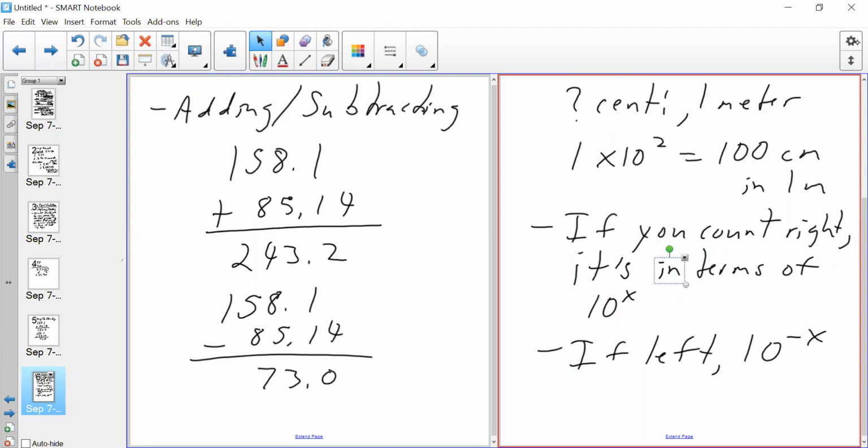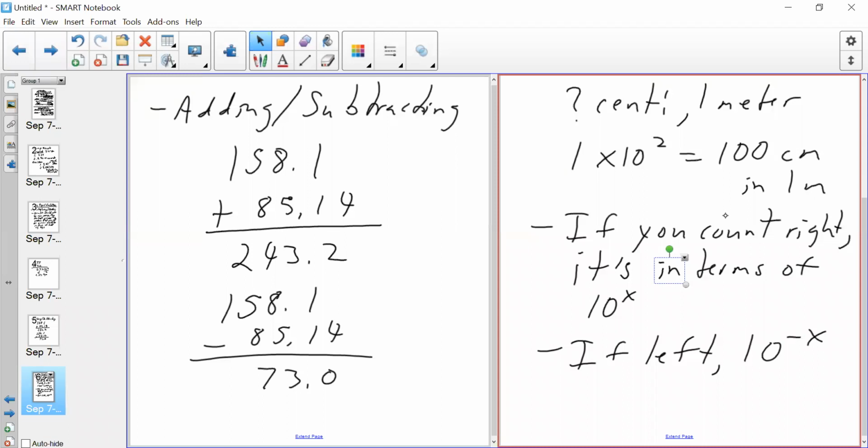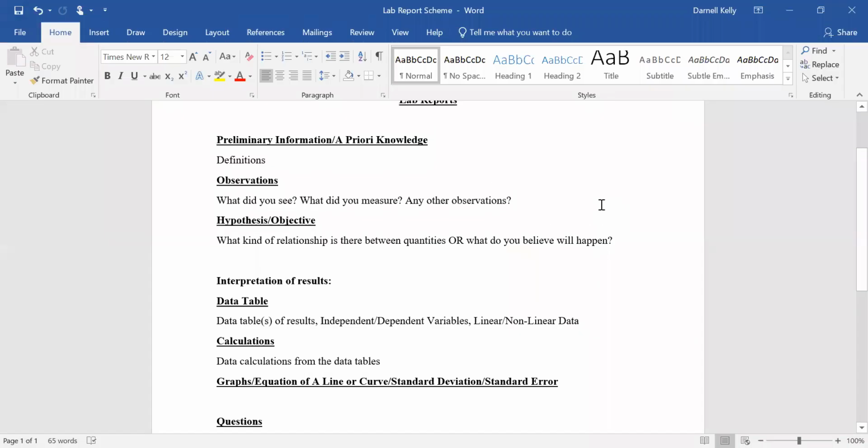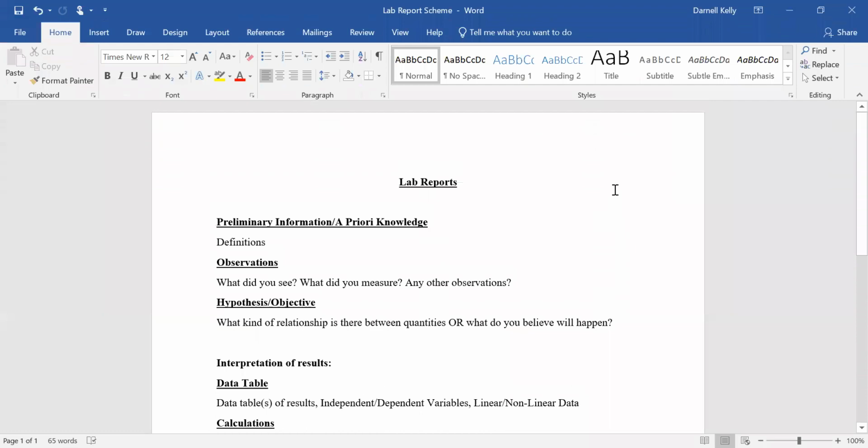Pausing a second. Now what I want to get to is the lab report schema. And I want to share a screen here and just kind of go over this. I'm going to post this on the Google Classroom because this is going to be basically the schema or outline of how all lab reports are written.